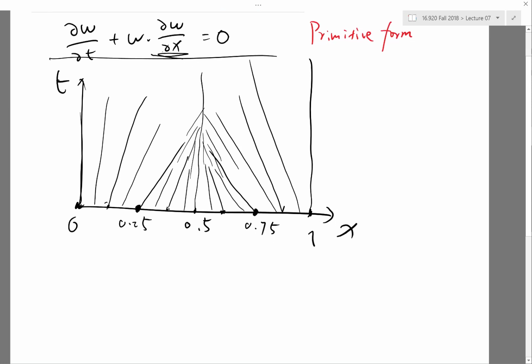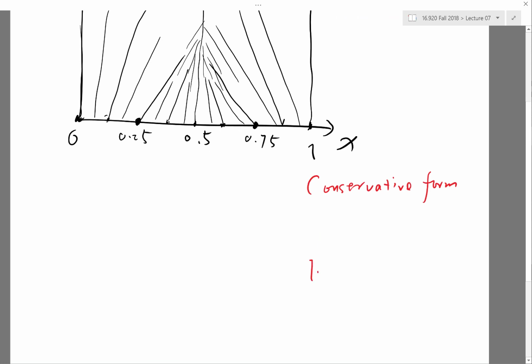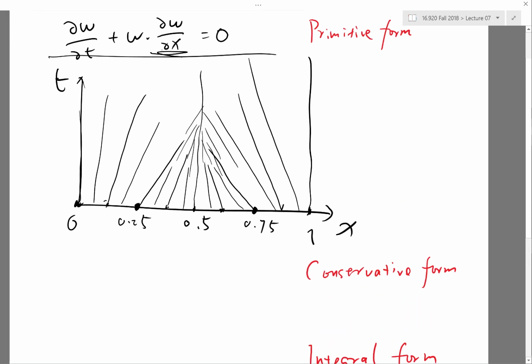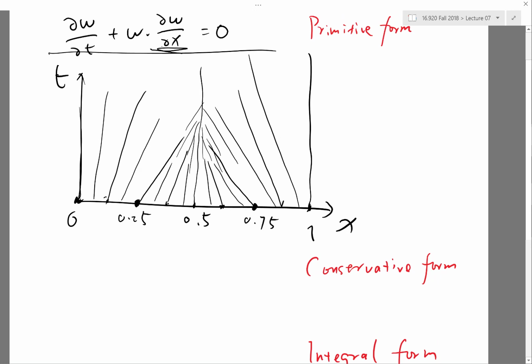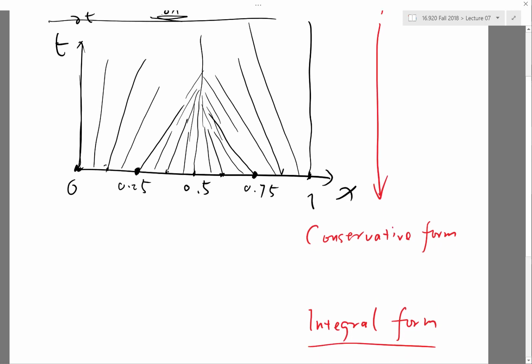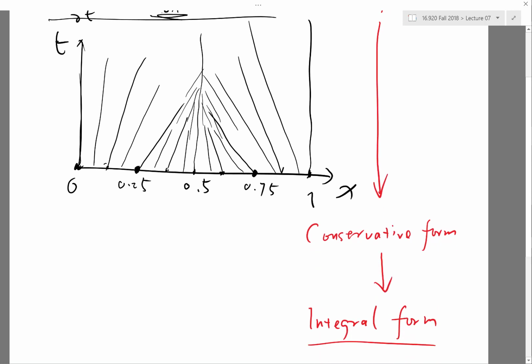And from the primitive form, you can derive two forms. One is conservative form, and one is integral form. Only in the integral form, the differential equation is going to make sense, even if it has a discontinuity. But in order to derive the integral form, you have to go from the primitive form into the conservative form, and from the conservative form to the integral form.